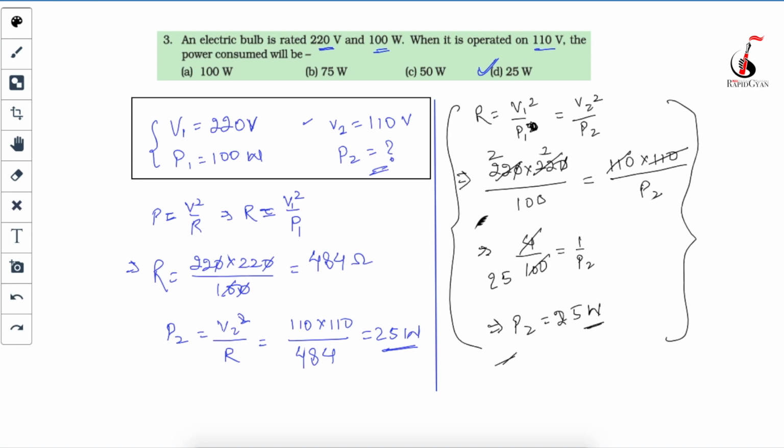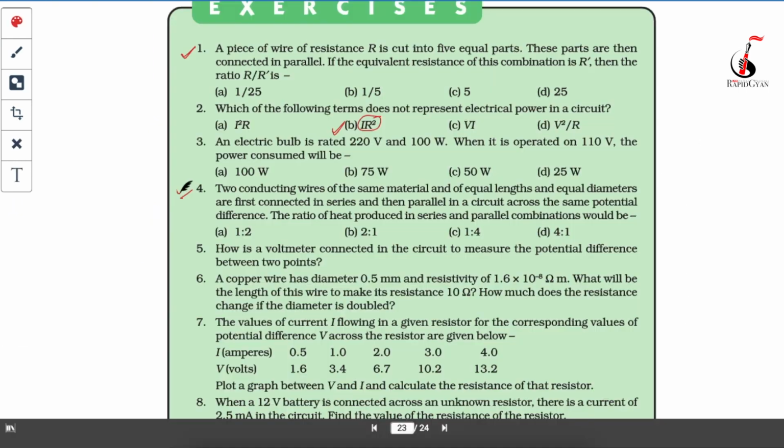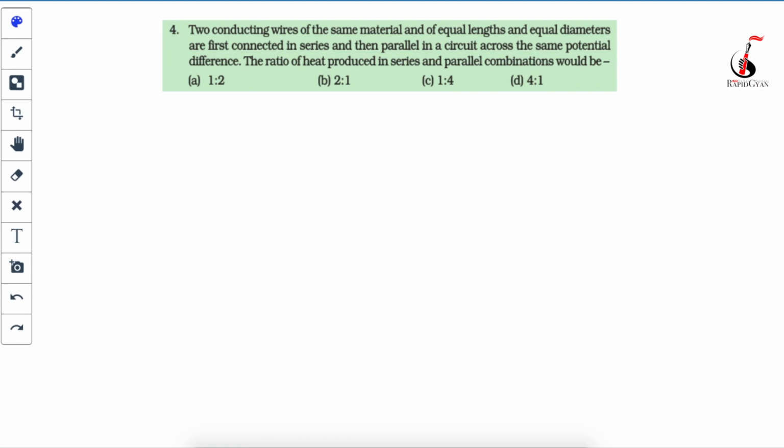Okay guys, so let's go to the next one. Fourth question. What is it saying? That two conducting wires of the same material, of equal length and equal diameter, are first connected in series and then connected in parallel in a circuit across the same potential difference. The ratio of heat produced in series and parallel combination would be.